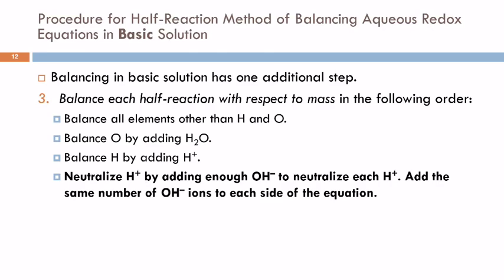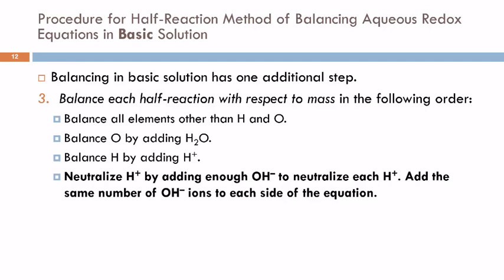Okay, so what if it's a basic solution? We've got one additional step. Everything else is the same. So you identify the oxidation states, you separate into 2 half reactions, you balance each half reaction by mass, balance everything but hydrogen and oxygen, balance the oxygen by adding water, balance the hydrogen by adding H+. It's all the same. Last extra step.